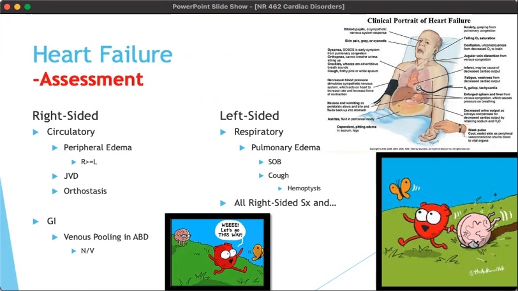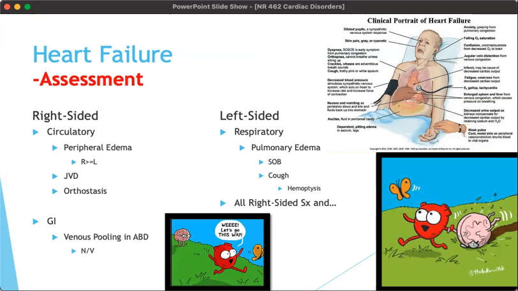For right-sided heart failure, while we're dealing with these circulatory problems, the GI system is also another big one because we get fluid backing up, or blood backing up, in the vessels in the abdomen as well. This can lead to some severe discomfort, and patients usually experience this as nausea and vomiting. So that's always something that we want to look out for with right-sided heart failure.